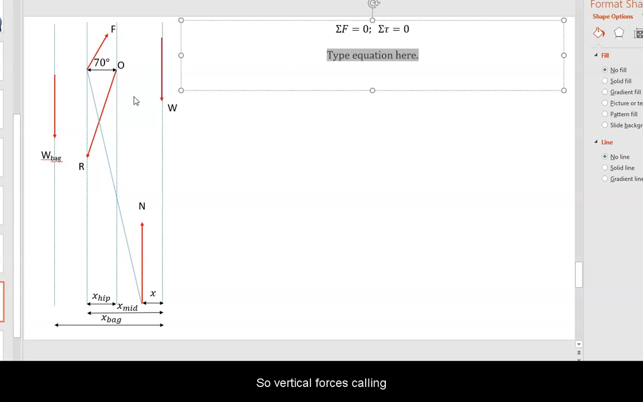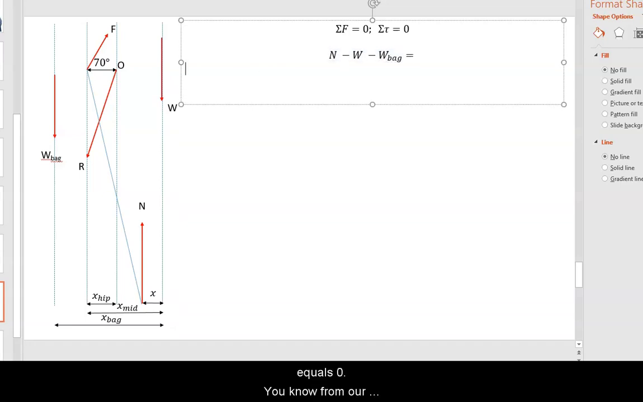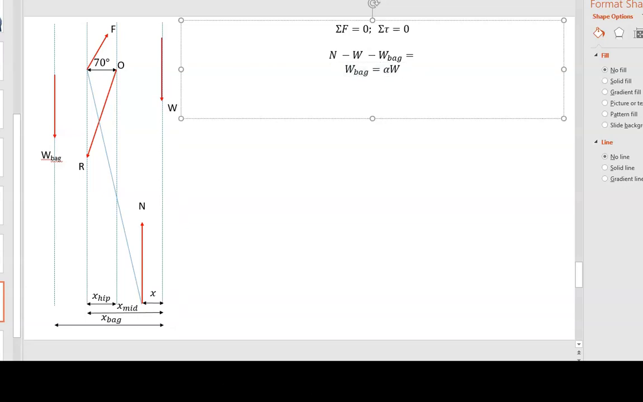So vertical forces, calling up positive, we have the normal force minus the weight of the person minus the weight of the bag equals 0. And, from our nomenclature we had before, where the weight of the bag is alpha times the weight, the normal force then is 1 plus alpha times the weight of the person. Again, we don't know the weight of the person, but we don't need to know it to figure out everything we need, because we're expressing this in terms of a factor times the weight. The weight's just an overall normalization factor.